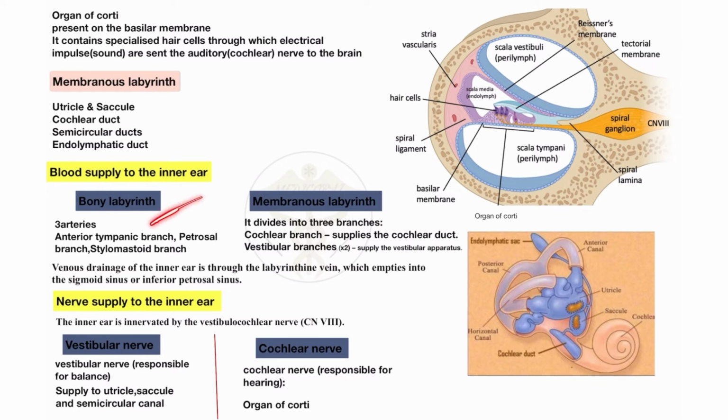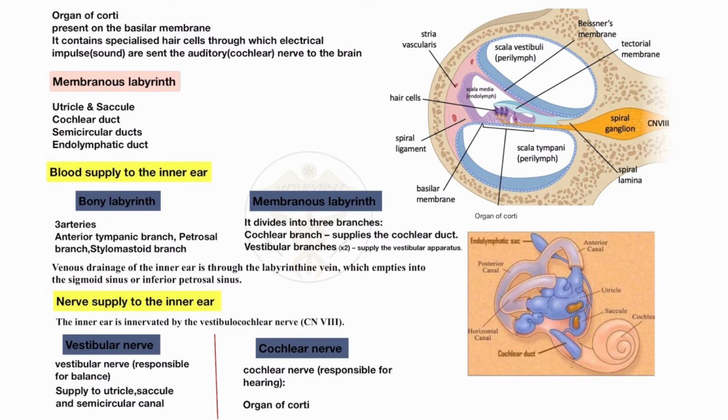First is the bony labyrinth, which has a different blood supply from the membranous labyrinth. I already discussed that the inner ear has two parts, the bony labyrinth and the membranous labyrinth. The bony labyrinth is supplied by three arteries: the anterior tympanic branch, the posterior petrosal branch, and the stylomastoid branch. Please learn about these branches if you didn't know them.